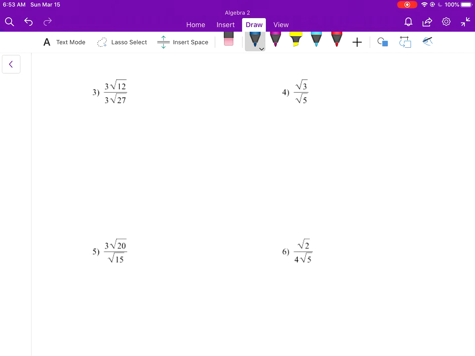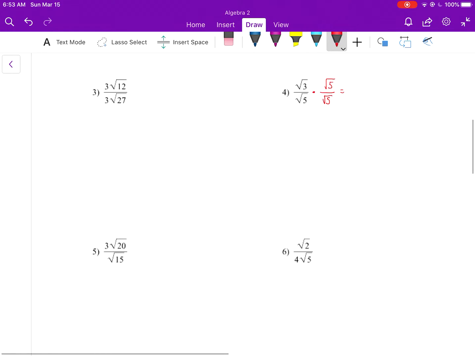Those don't simplify, and they don't have any perfect squares. So if you remember, what we did with these is we would multiply them by a form of 1, and that form of 1 would be this square root in the denominator over itself, because something divided by itself is 1, so we're multiplying by 1. We're not changing the value at all. We're just changing the form.